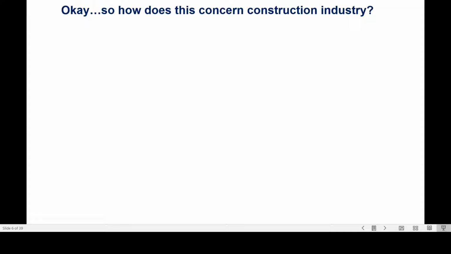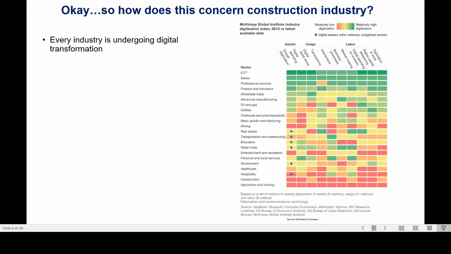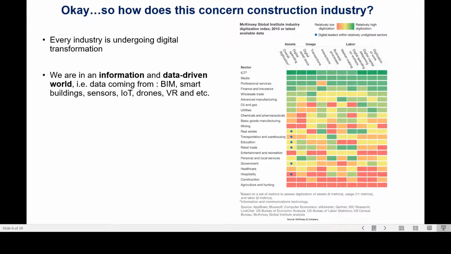So how does this concern construction anyway, you may ask. Stall out, watch out, breakout countries. Well, actually, every industry is undergoing digital transformation, like I mentioned on the previous slide. Every aspect of every economy is digitizing in one form or another. The problem is that construction is lagging behind. If you look at this chart by McKinsey, it shows that construction is the second least digitized industry in the world. It's only better than agriculture and hunting.